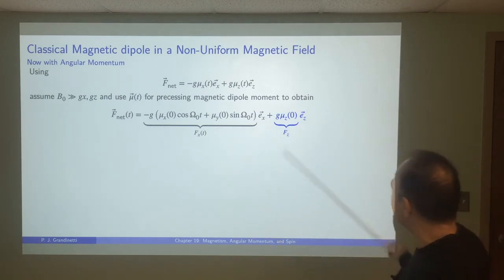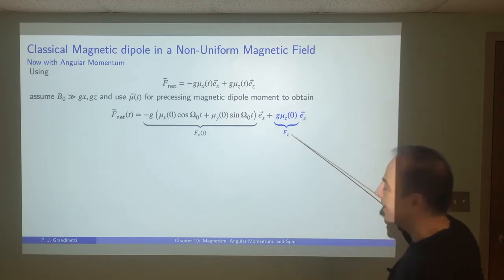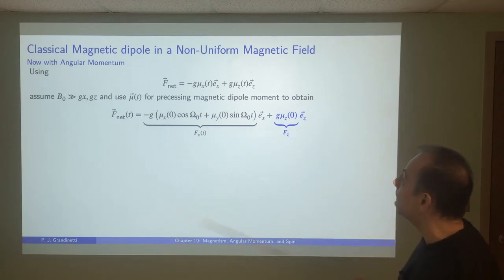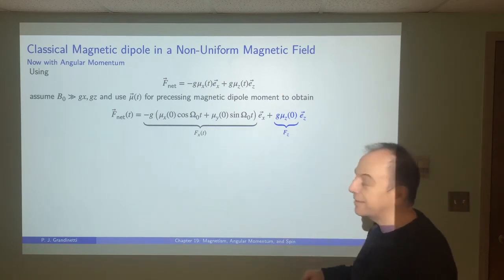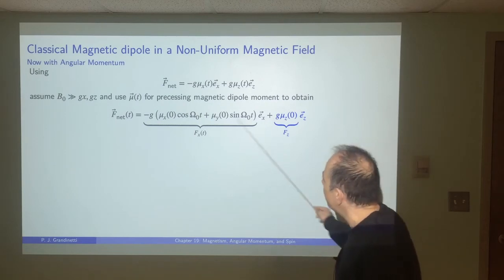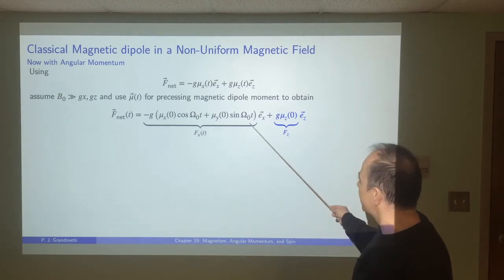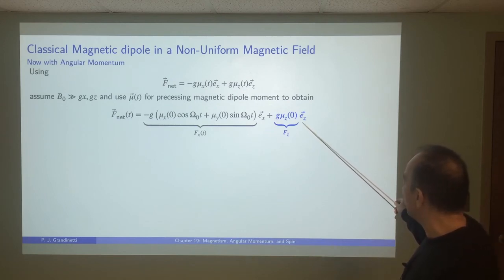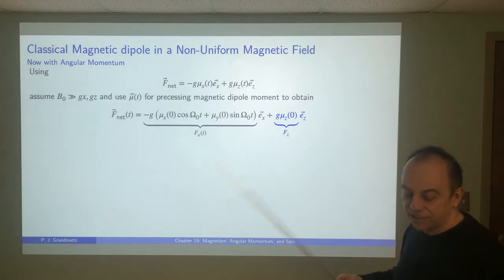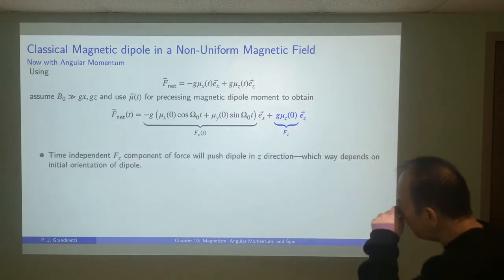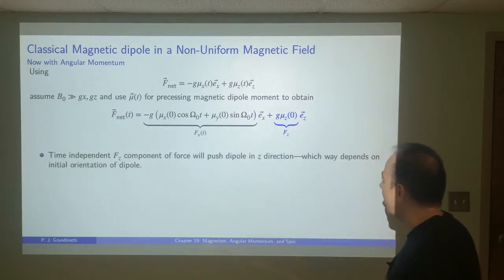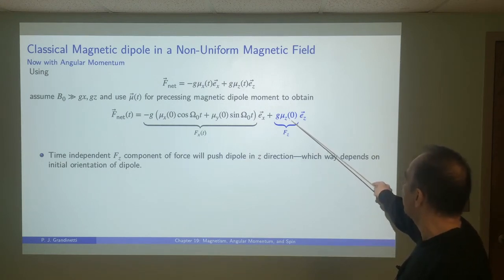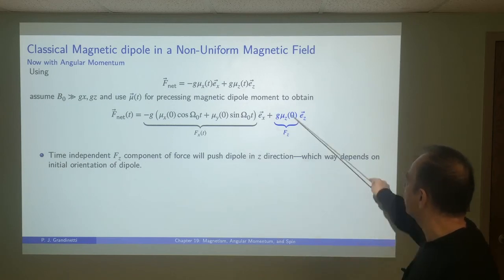And what we see is that the force along the z direction is time independent, and the force along the x direction is time dependent, but because of the precession motion, it's oscillating back and forth, changing sign. So this effectively averages to 0, and the only force acting on our precessing magnetic dipole moment is the force along z, just like I said earlier. So this force will push it along the z direction, and which direction it moves depends upon the orientation of the dipole moment at time 0.